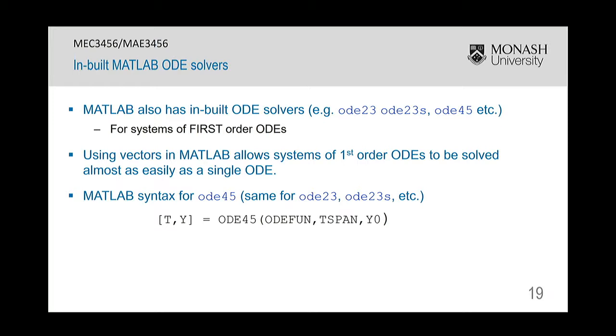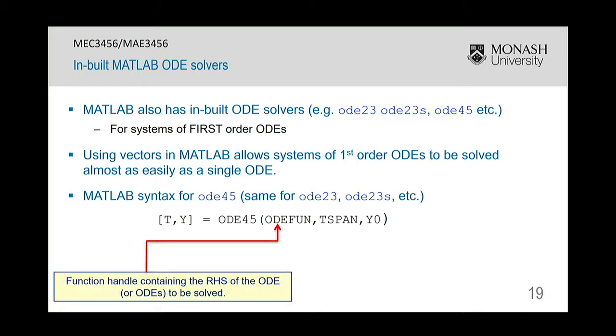Now, the MATLAB syntax for ODE45, and it's the same syntax for all of the other ones, is that we have an output pair, t, y, equal to ODE45 with 3 input parameters. The first input parameter is a function handle that contains the right-hand side of the ODE, and for a set of ODEs it will be a vector function, so it will have multiple outputs. It'll have outputs that are a vector.